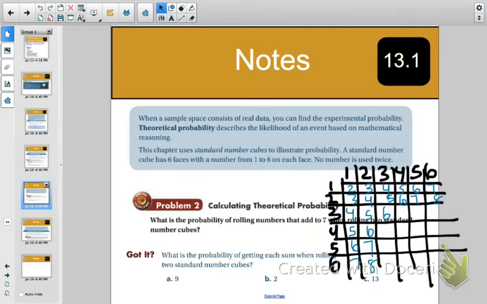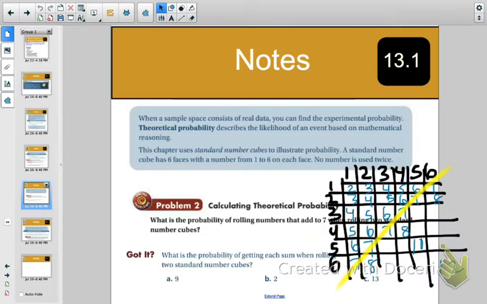3 and a 3 makes 6. 4 and a 4 makes 8. 5 and a 5 makes 10. 6 and a 6 makes 12. So you can see here, your 7s are all actually in this diagonal right here. Your 6s are going to be on this diagonal, and so on.